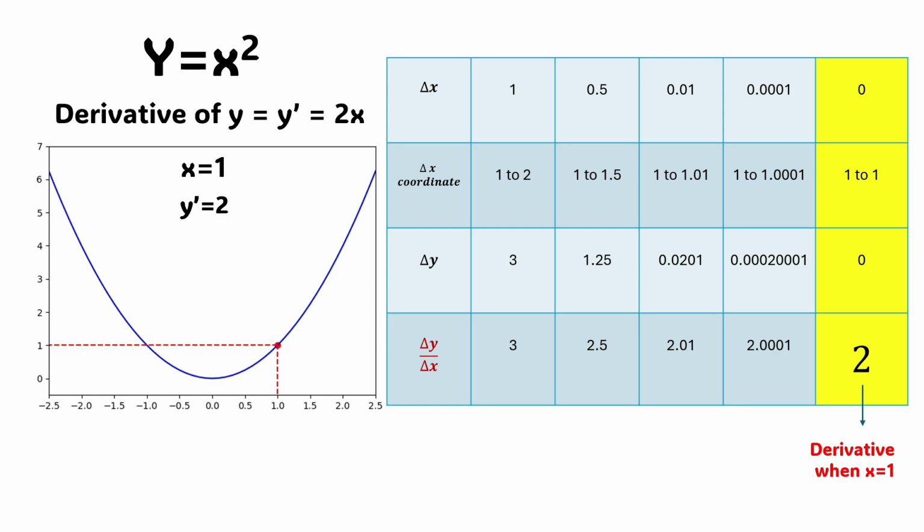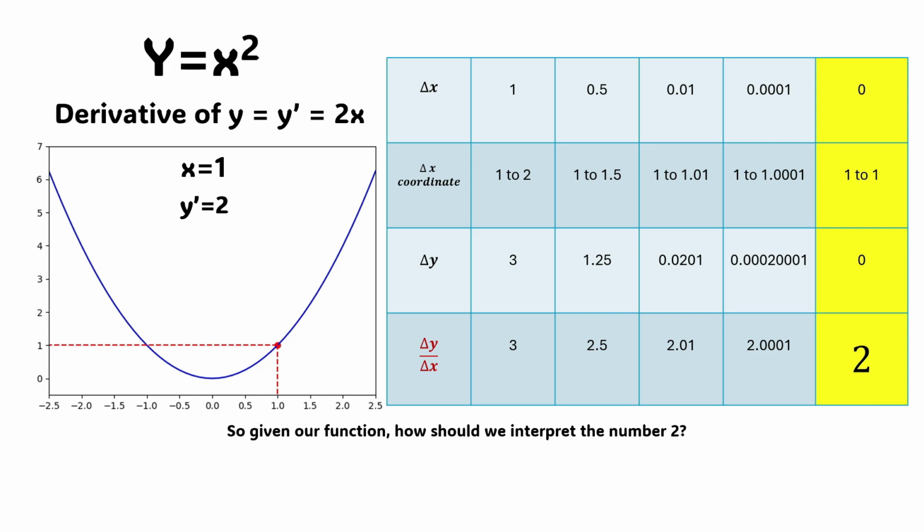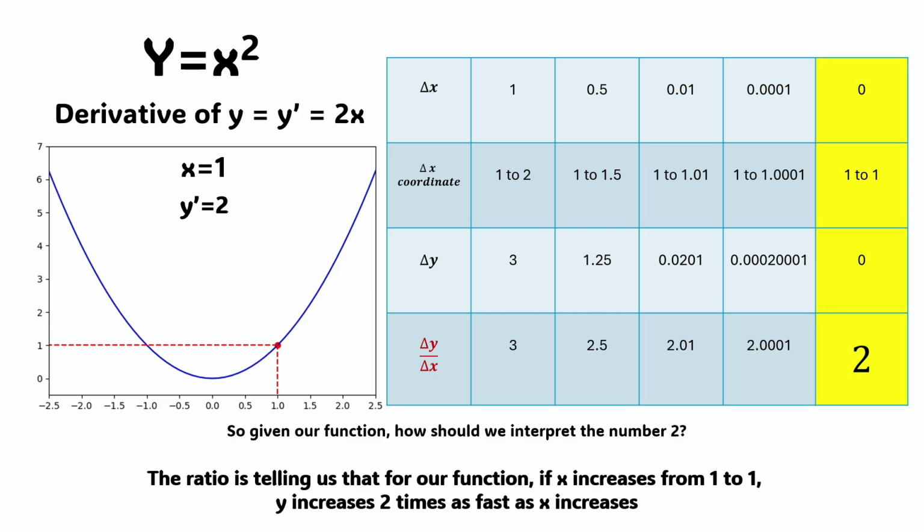And this 2 over here, that is our derivative for our function when x equals 1. It matches the y prime that we already computed. So then the question is, given our function, how should we interpret the number 2? Well, we can interpret it in the same way we interpreted the other ratios, which is to say that for our function, if x increases from 1 to 1, so if x actually doesn't change at all, y increases 2 times as fast as x increases.